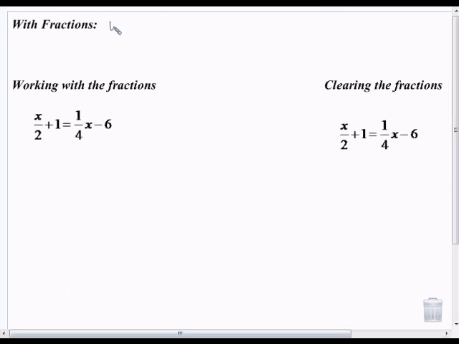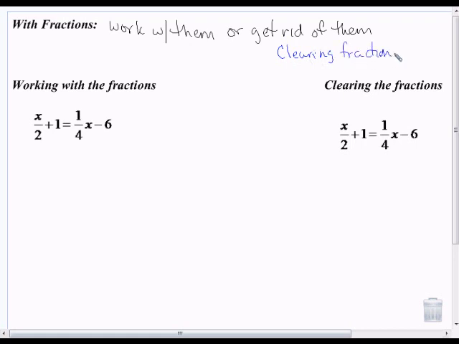You can either work with them or you can get rid of them. And getting rid of them is called clearing the fractions. And I will show you both methods, and you can pick the one you like the best. Okay, if I'm going to work with the fractions, the first thing I have to do is have a common denominator. Because I cannot add or subtract fractions without having a common denominator, right?